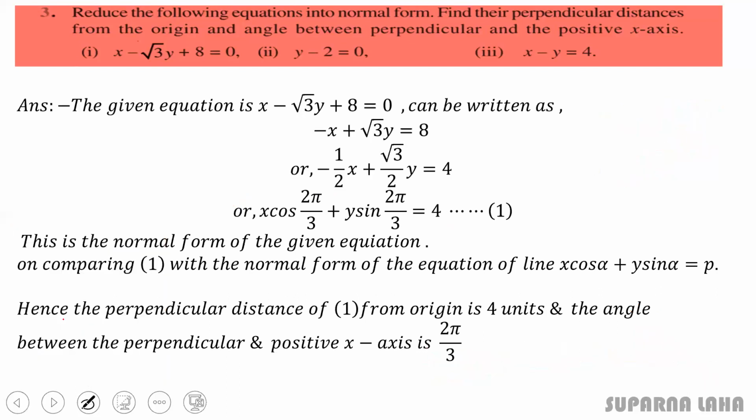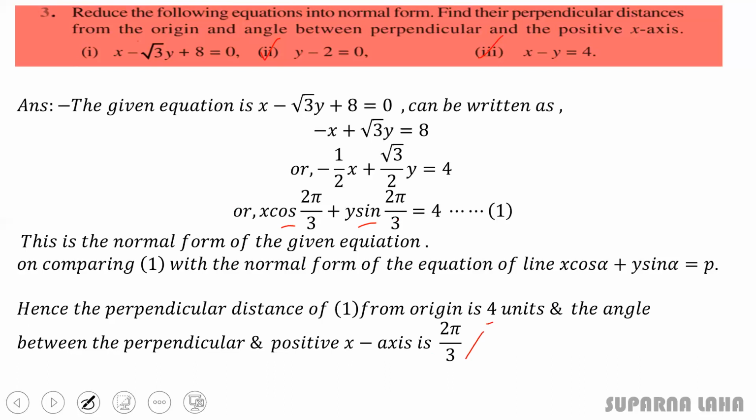Clear? So write it down. Two problems are left, this two: y minus 2 equals 0 and x minus y equals 4. Solve these two problems in the same manner. Just divide the equation by root over a square plus b square and put the values of sine and cos, and then write down the angle and the distance, the length of this perpendicular.